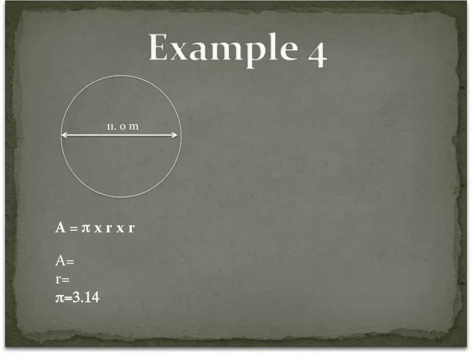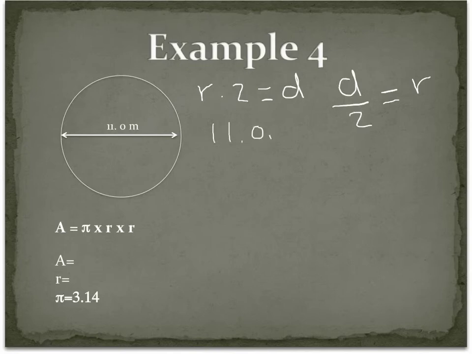Now that you've had some time to work through this example, we're going to do it together. If you remember from the previous example, we can get diameter by timesing radius by 2, but we can also get our radius if we divide our diameter by 2. So for this example, we would take our diameter, which is 11 meters, divide it by 2, which gives us a radius equal to 5.5 meters. So now that we have our radius, we're going to put this into our equation for area.